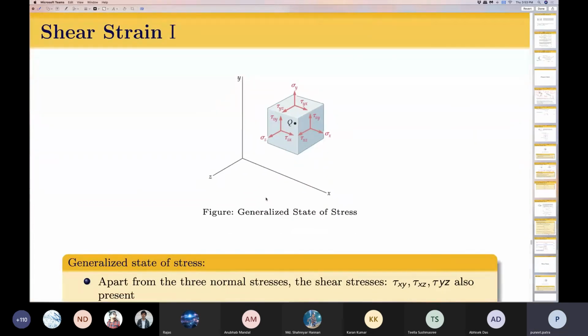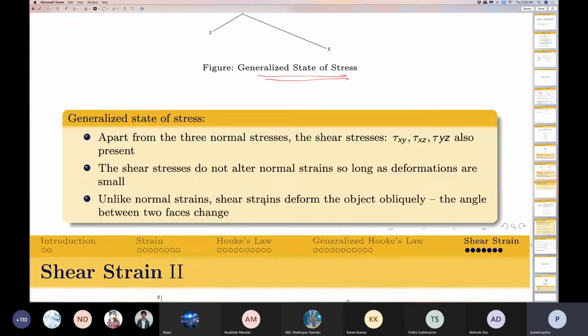This brings us to another interesting concept called shear strain. So far, we have only looked at the cases where sigma x was only acting, and we talked about this as axial stresses, where only the normal stresses are acting. There we talked about sigma x, sigma y, and sigma z. But in the most general situation, you have the shear stresses tau xy, tau xz, and tau yz also acting on a general element. This is known as the generalized state of stress, where you have all three components of normal stresses and all three components of shear stresses also in the picture.